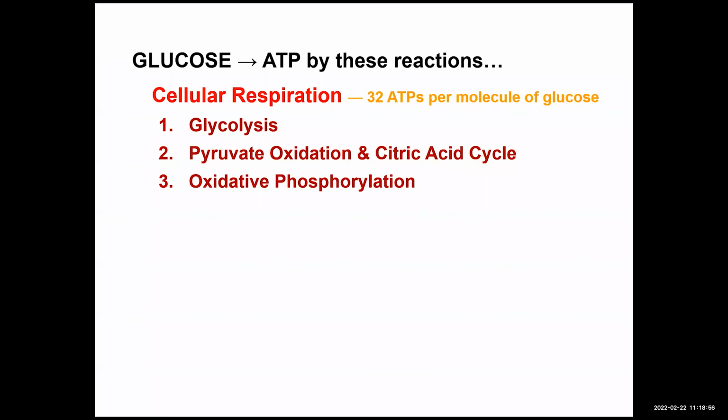There are 3 major steps, but the second step has 2 parts. All right, so we're going to make all of our ATPs during these 3 steps. The first one is glycolysis, then pyruvate oxidation in the citric acid cycle, and then oxidative phosphorylation. So it's always in this order.